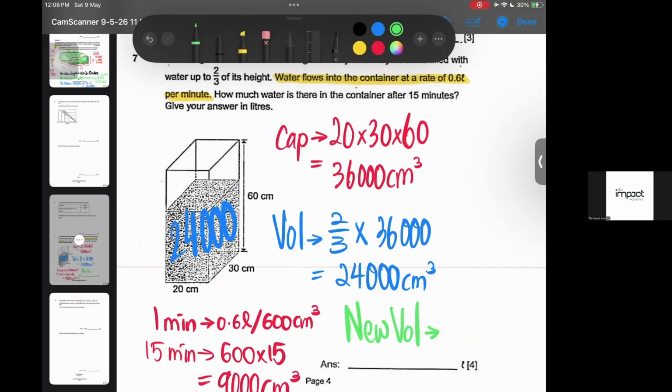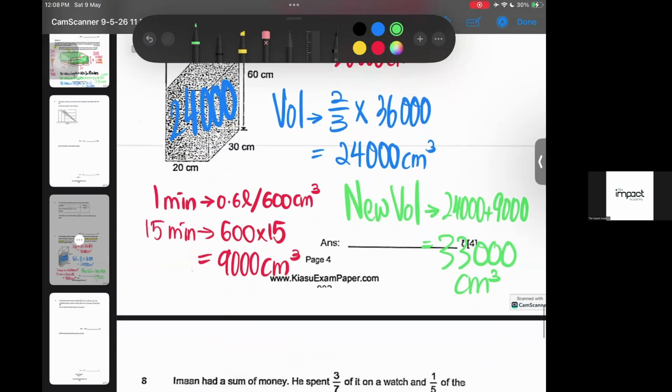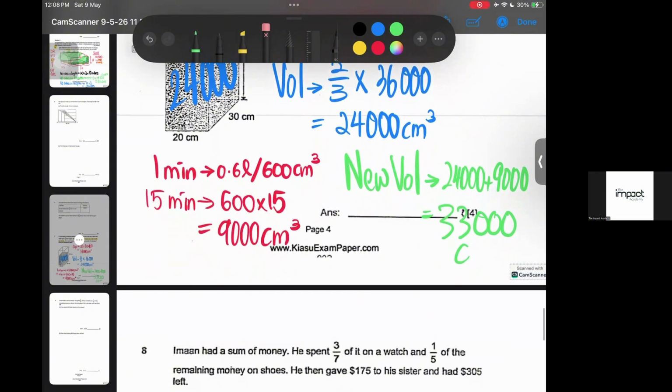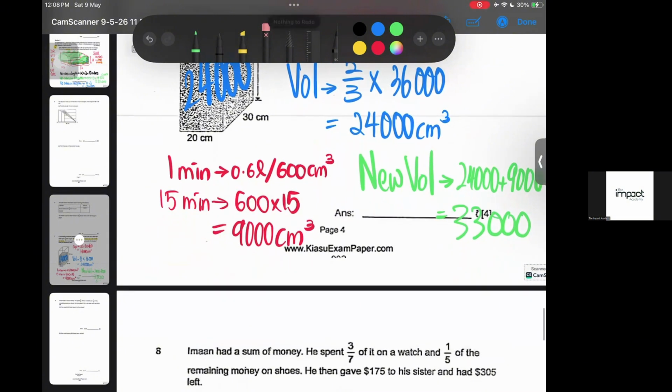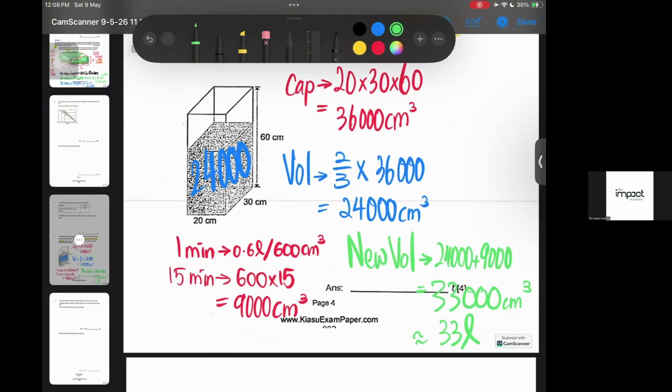Use the kiwi color to help me with this, okay? 24,000 plus 9,000, we get to an answer of 33,000 centimeter cube. This basically means that we're going to convert this to 33 liters, and this is the reason why my answer for this question has to be 33 liters.